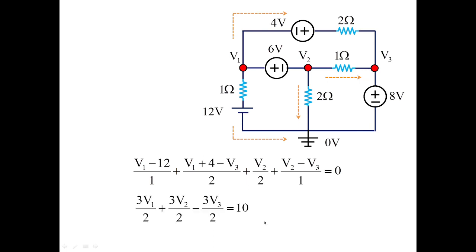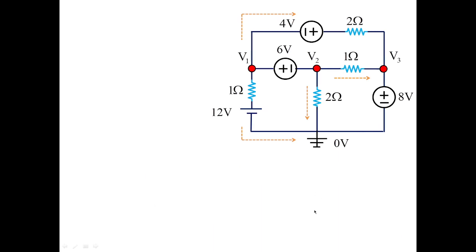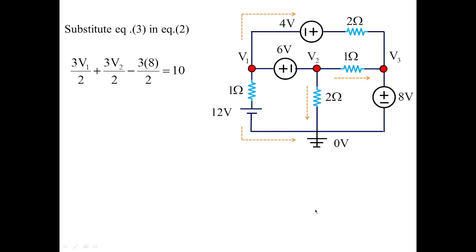After finding the supernode equation, we have to simplify it. So this is the simplification of the supernode equation, and directly observe that 8 volts is being shared by V3 and 0. So V3 is equal to 8 volts. With this information, we are substituting the value of V3 in equation 2. When you substitute the value, we get 1.1 V1 plus 1.5 V2 is equal to 22. Now we are taking this equation as 4.